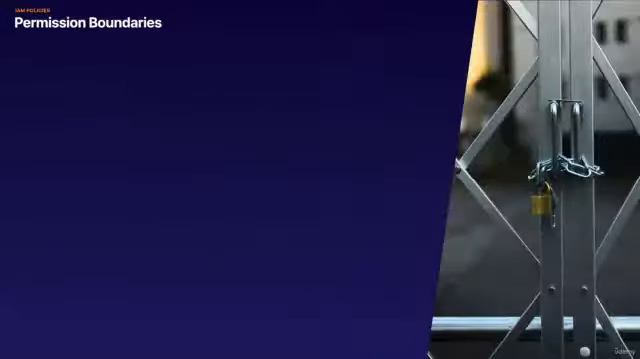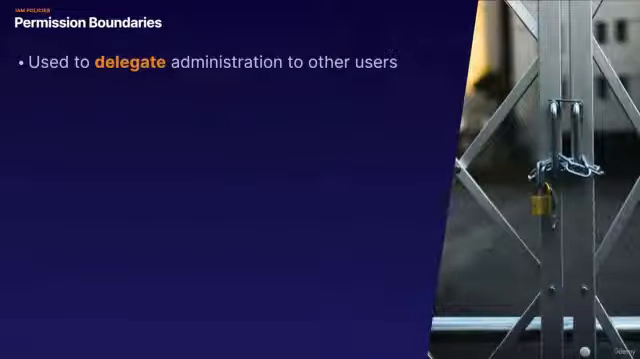So now let's talk about permission boundaries. This feature can be used to delegate administration to other users. So if you have system administrators that need to be able to create IAM roles and users, developers that need to be able to create roles for Lambda functions, or any similar scenario, then you need permission boundaries. AWS supports permission boundaries for IAM entities, so users or roles.